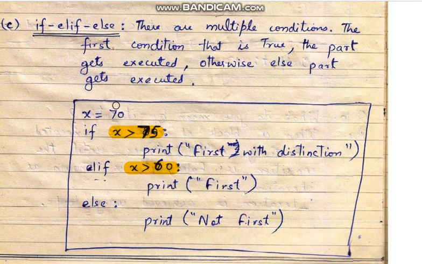If however x would have been some other value such that no condition was true, for example x equal to 50, I am taking x equal to 50, which means that 50 greater than 75 is also false, and 50 greater than 60 is also false. Then because neither of the conditions is true, the else part would get executed and it would print not first. So either this or this will get executed, not all of them.